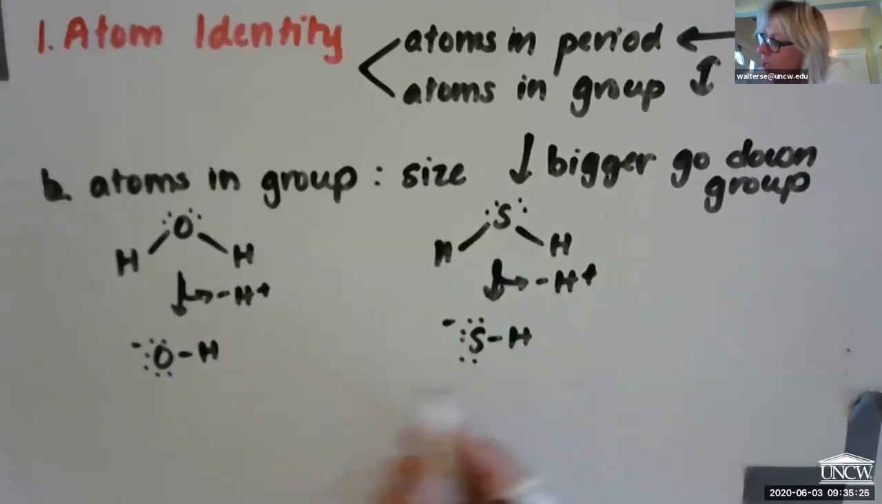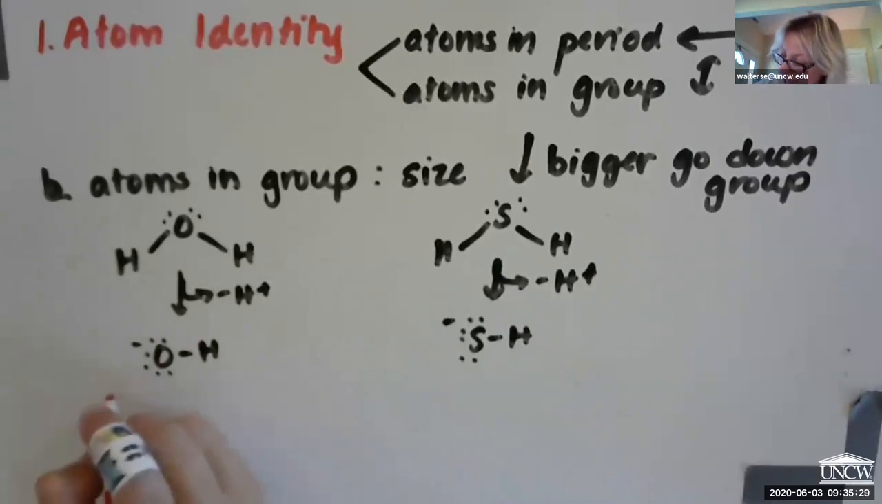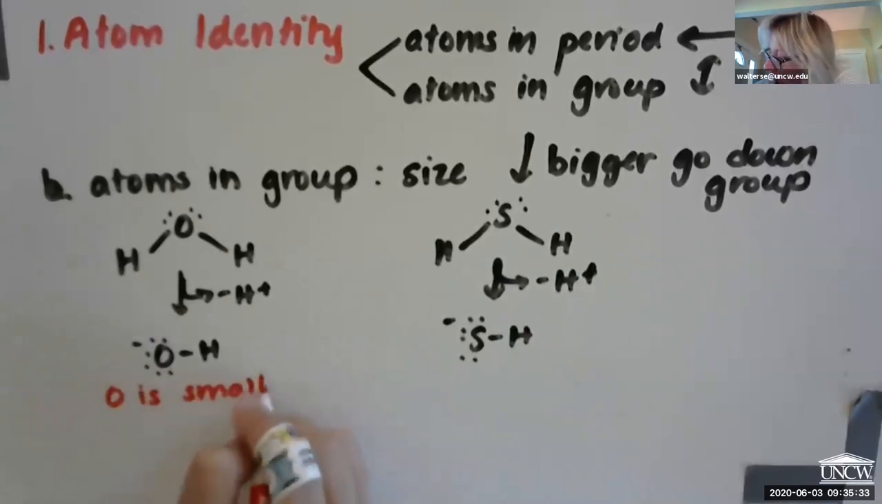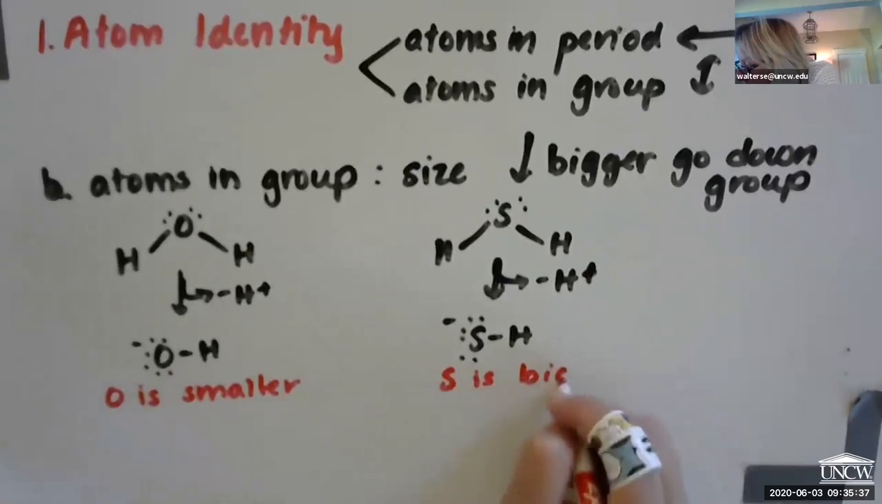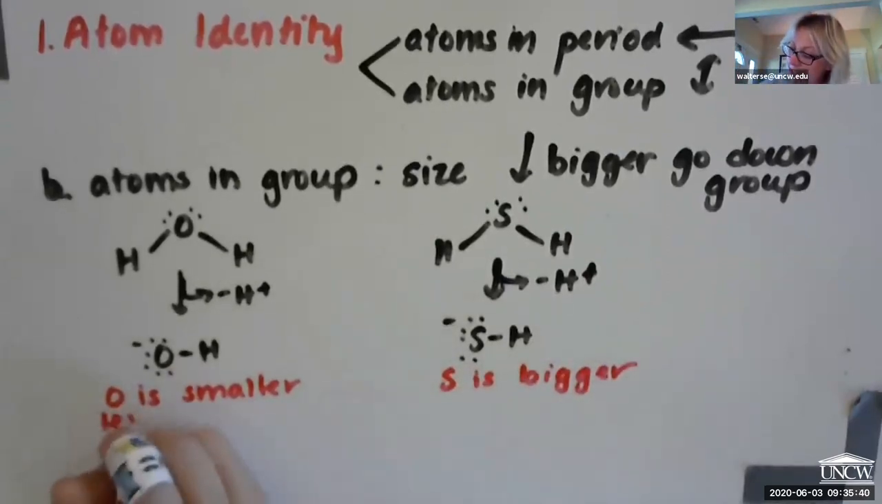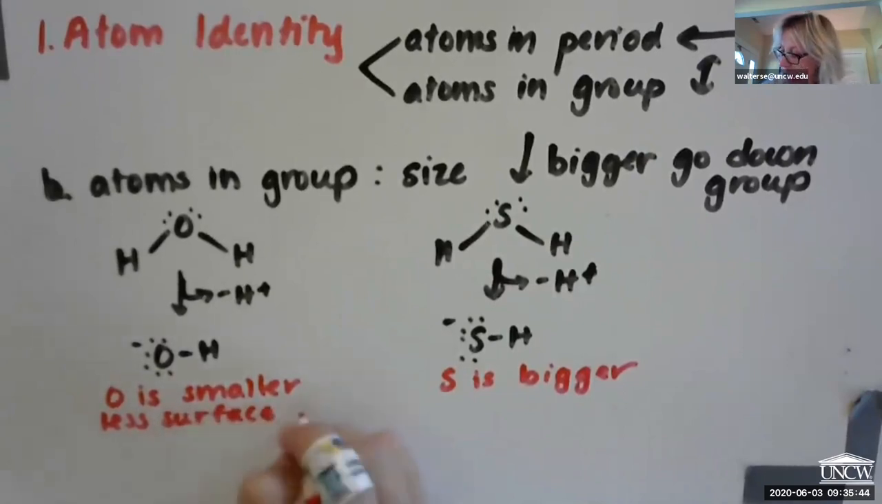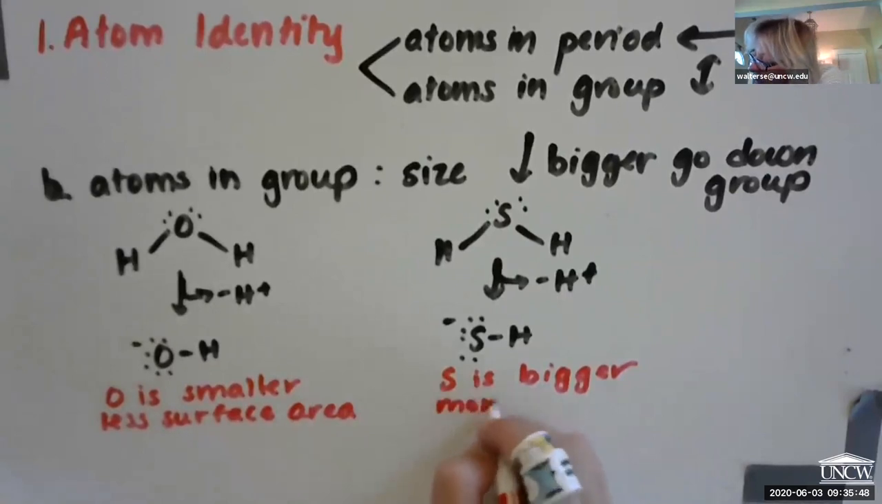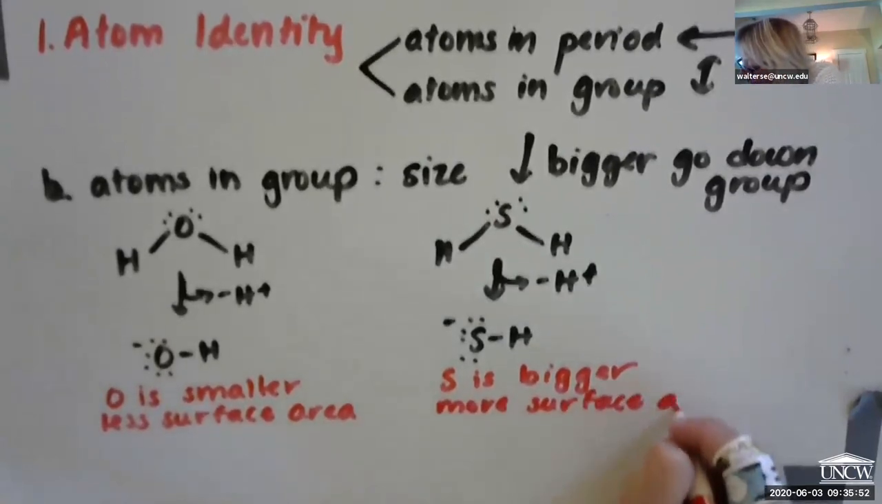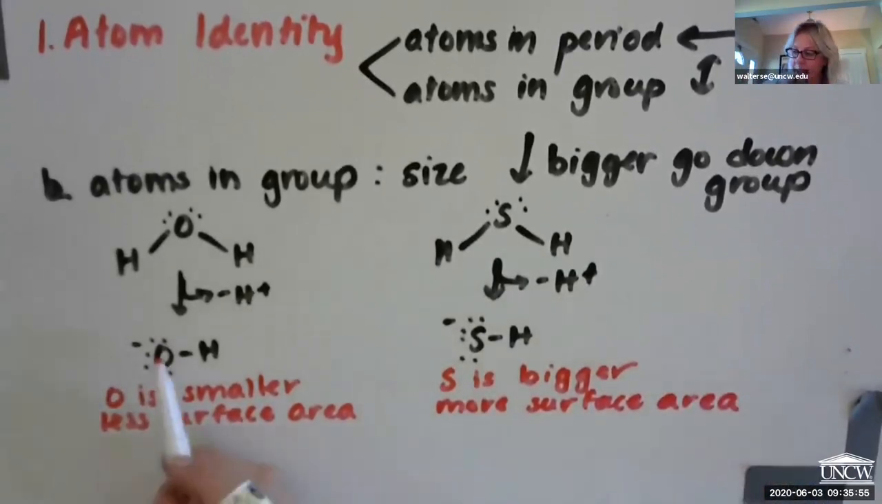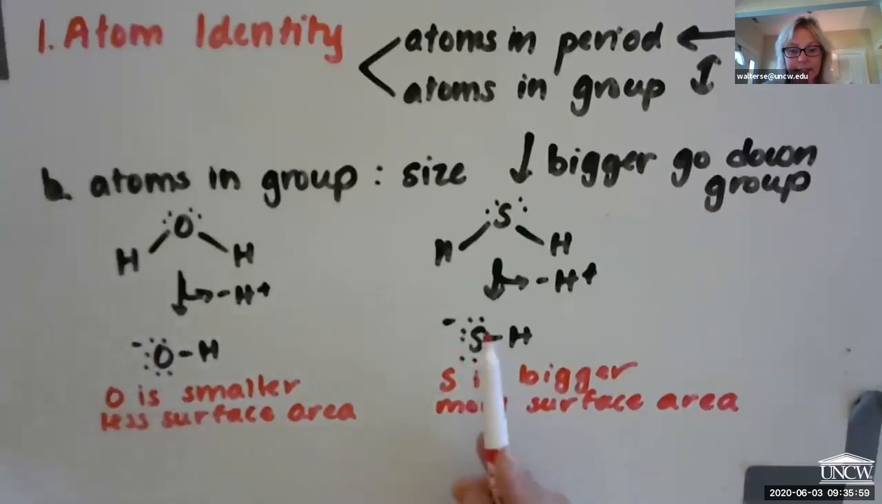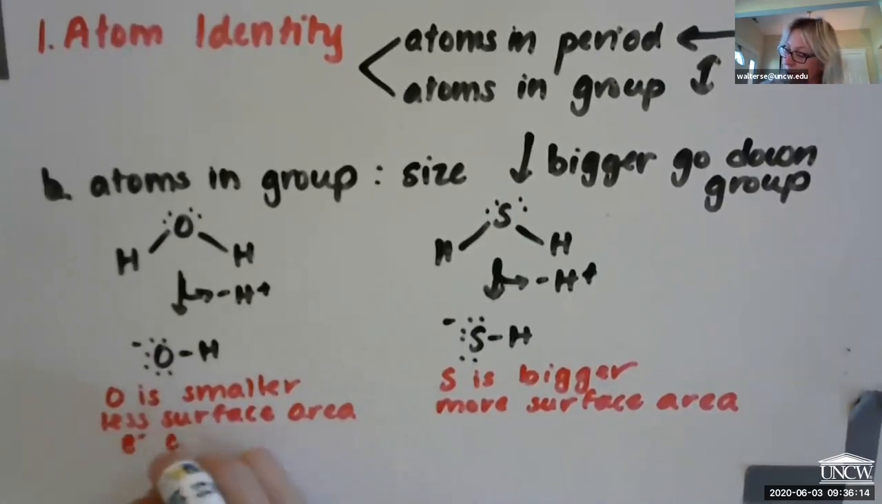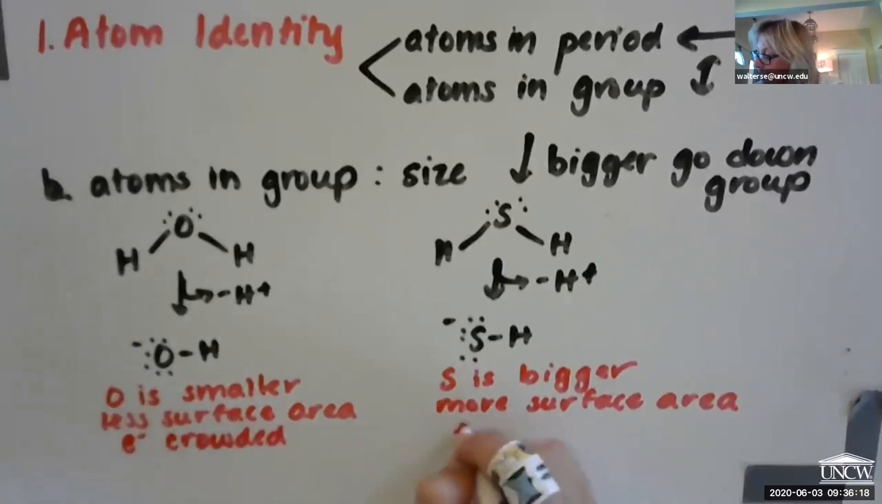Okay. So what we're going to do is compare size. So oxygen is smaller. Sulfur is bigger. Oxygen has less surface area. Sulfur has more surface area. Now remember, all of these electrons, this six and this six, they're all negatively charged, and so they're going to want to have as much of their own room as possible. So they're going to get more room in an atom with a larger surface area. So these electrons are going to be more crowded. These electrons are going to be less crowded.